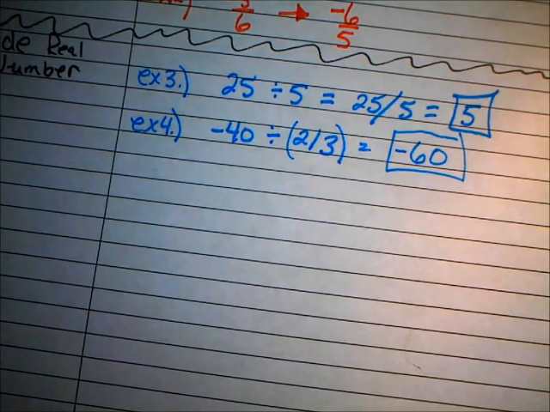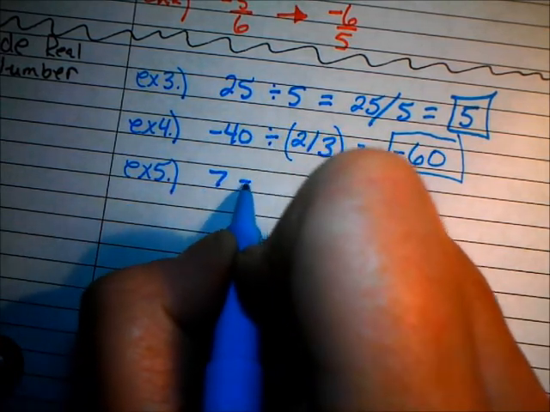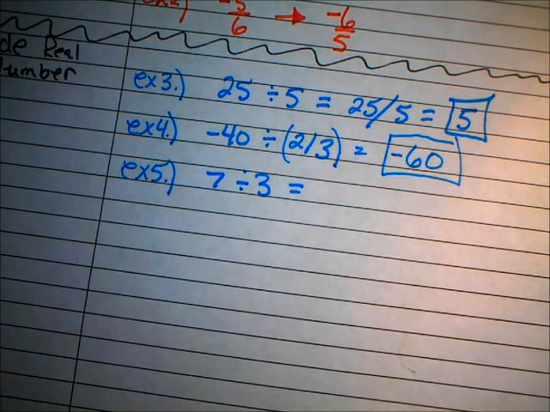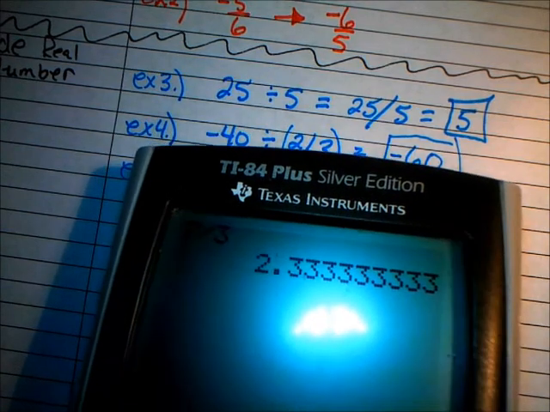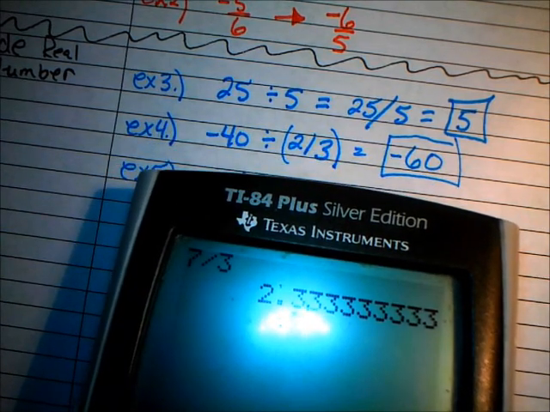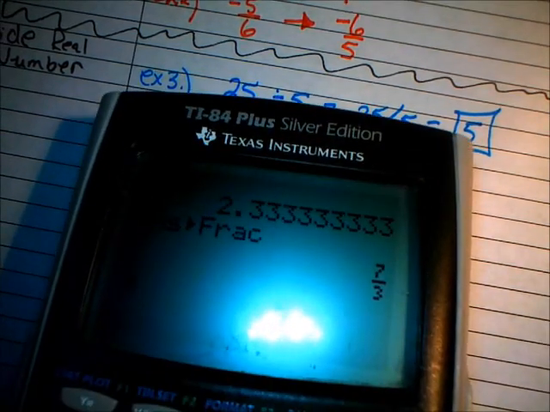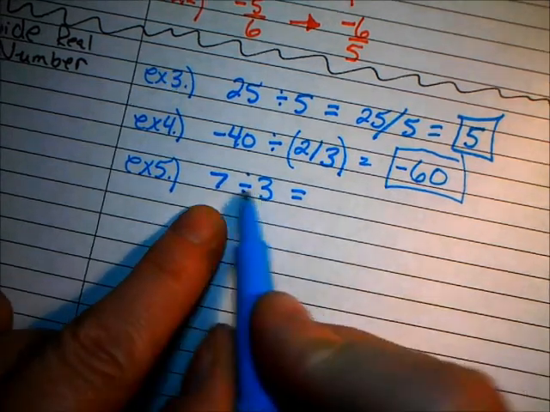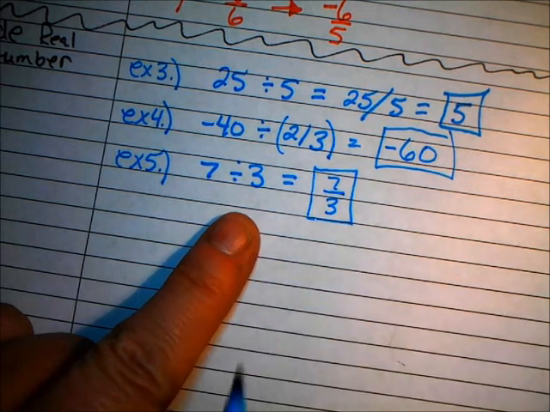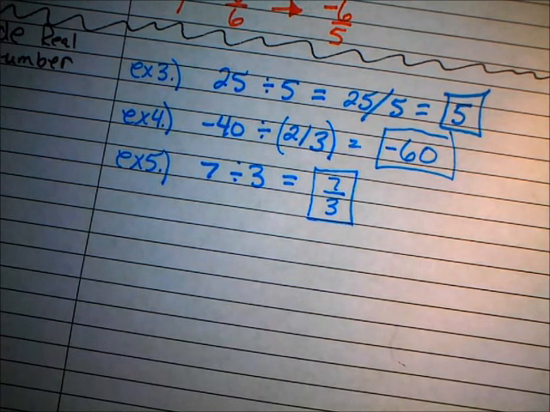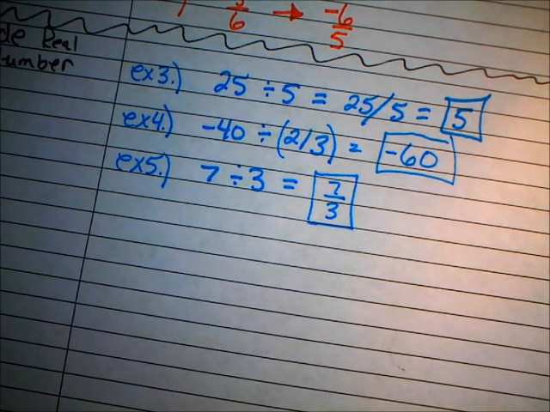Alright, example number 5. I have 7 divided by 3. If I type this in my calculator, I'll have 7 divided by 3, and it gives me a repeating decimal. And if I do math frac to get it back to a fraction, it's right back at 7/3. So this one did not divide nicely. It gave me a decimal, so it means it does not simplify at all. It's just staying as 7/3. And the reason it didn't divide is these are both prime numbers. You can't divide prime numbers.